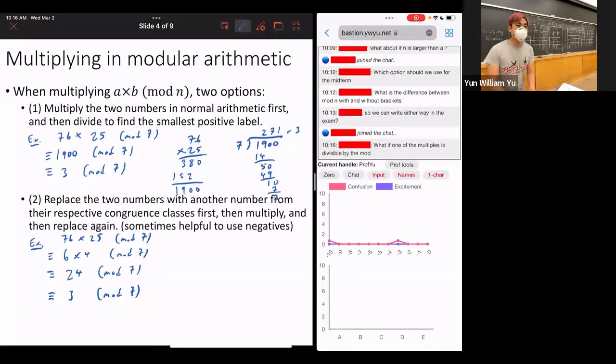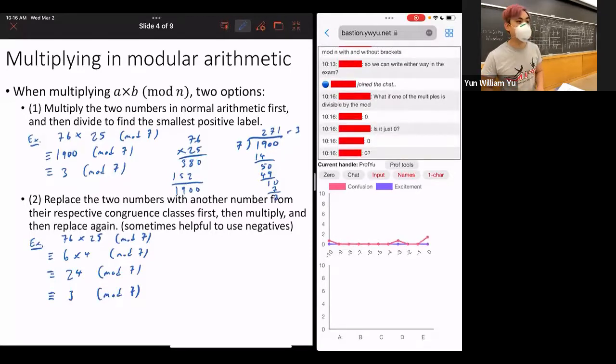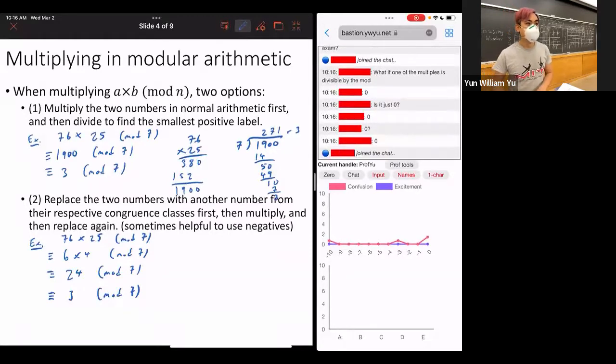What if one of the multiples is divisible by the mod? What is that equivalent to? If I have the number 10 in mod 5, what is that equivalent to? Yes, 0. It's just 0. And you know this, right? Because if you toss around a beanbag 10 times in a circle of 5, you just end up right back where you started.